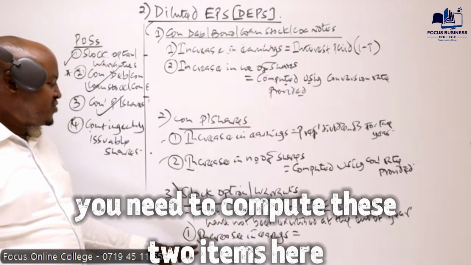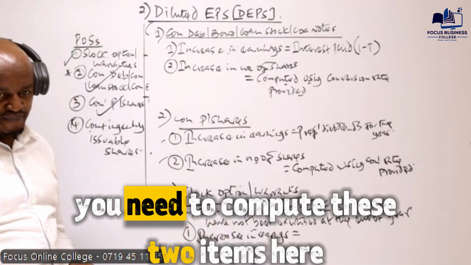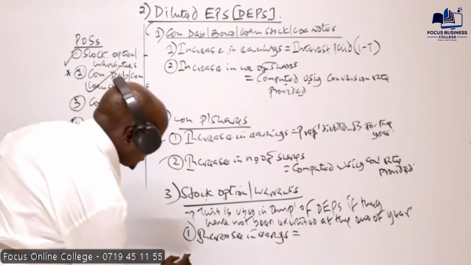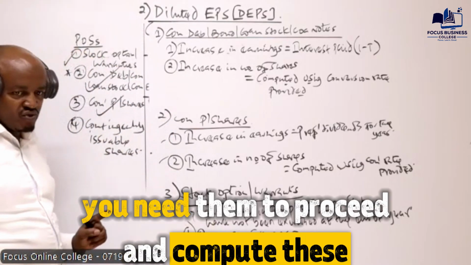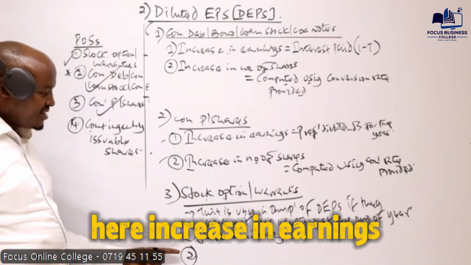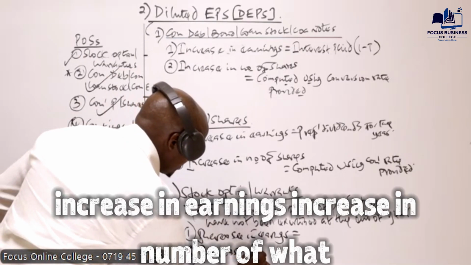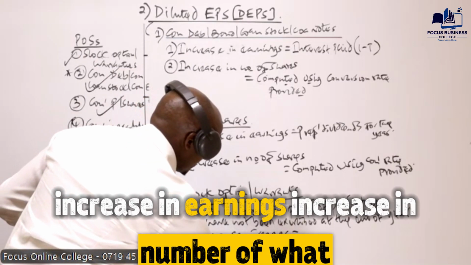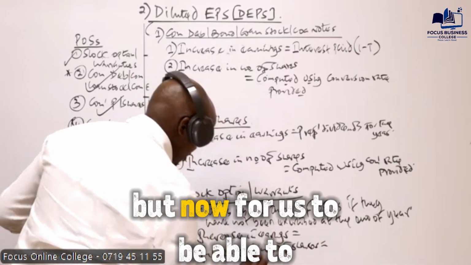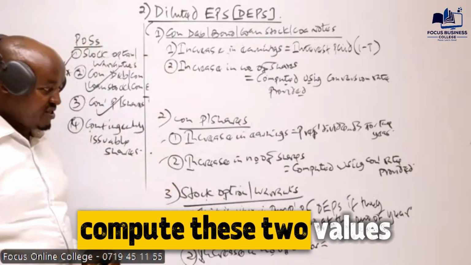Then from there, you need to compute these two items here. I hope that is clear. So you need to proceed and compute these two items. Increase in earnings, increase in number of what? Of shares.